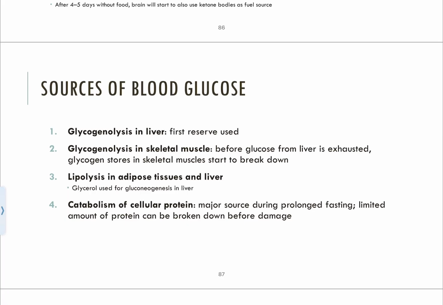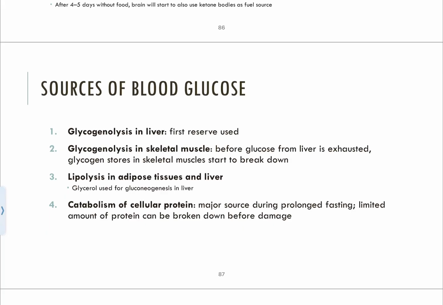So where does the blood glucose come from in the post-absorptive state? Sources include the glycogen that we had stored in our liver and skeletal muscle cells. We can also convert amino acids into glucose and break down our tissue proteins. And we can also get it from our fat breakdown.